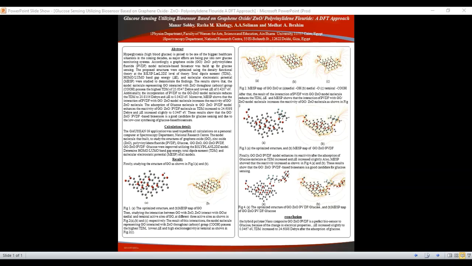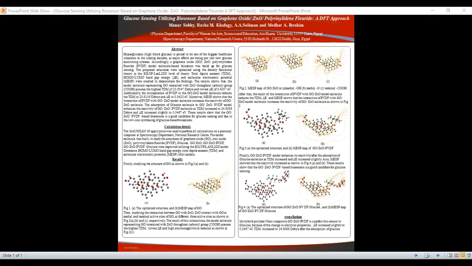The proposed structures were optimized using density functional theory at the B3LYP/LANL2DZ level of theory. Total dipole moment, HOMO-LUMO band gap energy, and molecular electrostatic potential were studied to demonstrate the findings. Firstly, building the model molecule of graphene oxide. After that, finding the total dipole moment and HOMO-LUMO band gap energy with molecular electrostatic potential of graphene oxide.